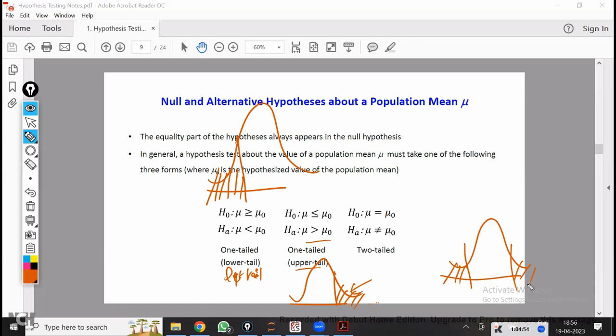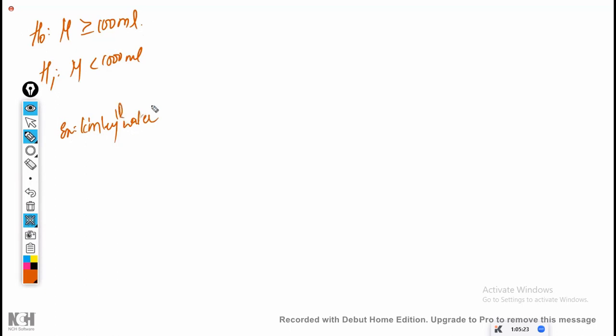Is that clear? Take the examples and take the notes. Once again, I'm writing here. Mu is greater than or equal to 1000 ml. Mu is less than 1000 ml. Example is the Kinley water bottle, 1 liter water bottle, inspection by a quality inspector. This is the example.